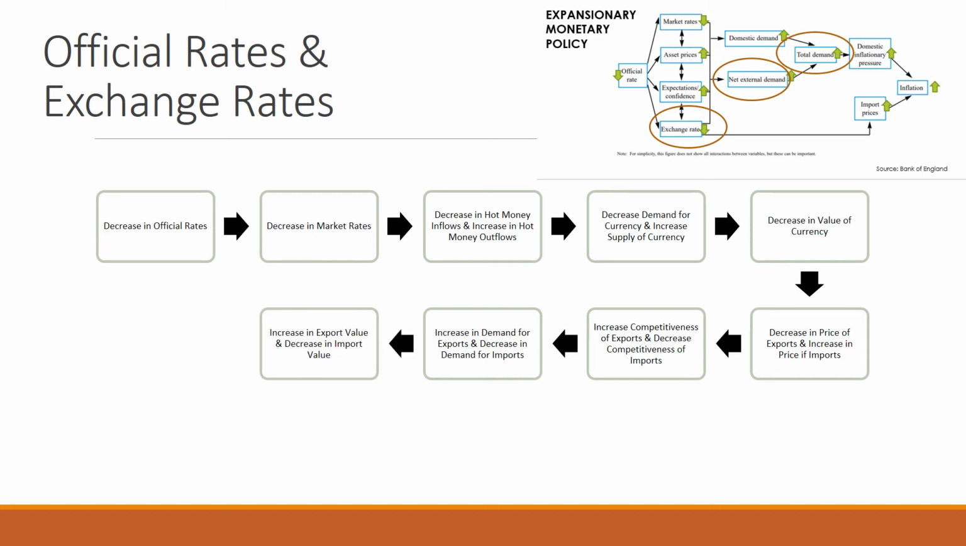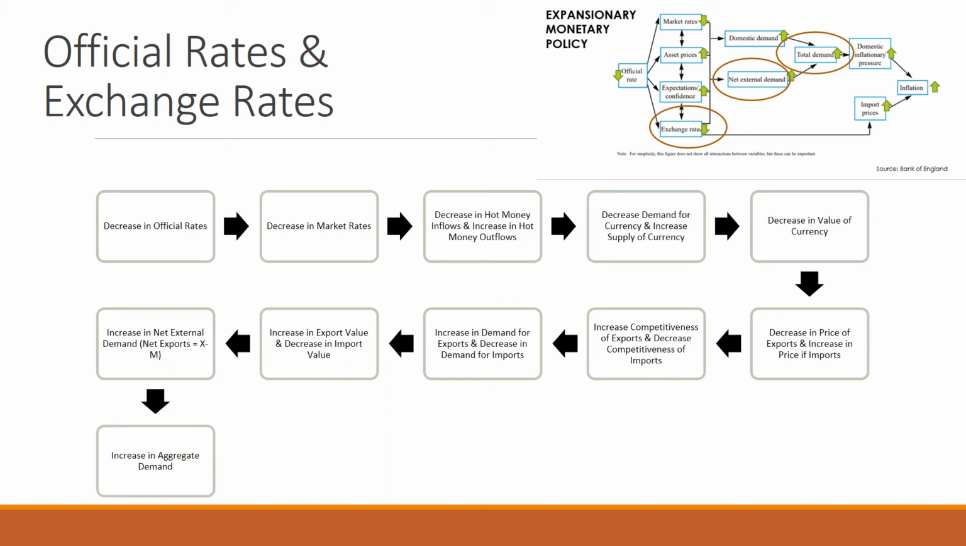An increase in the value of British exports and a decrease in the value of imports into the UK will then lead to an increase in UK's net exports or net external demand. Therefore, with an increase in X minus M, aggregate demand will increase.